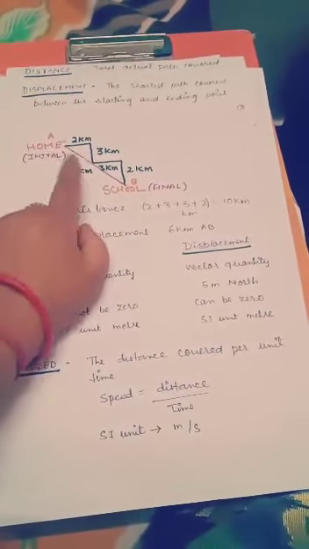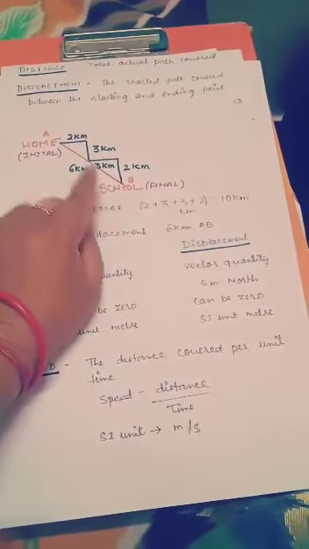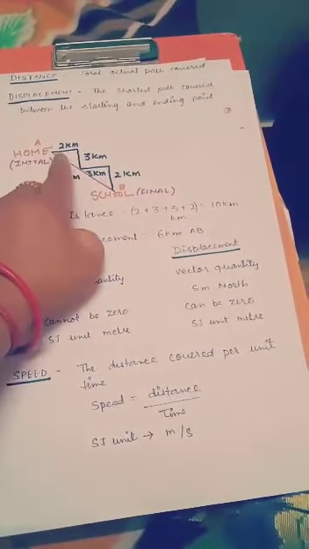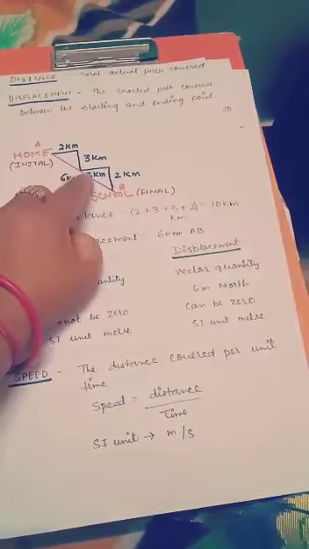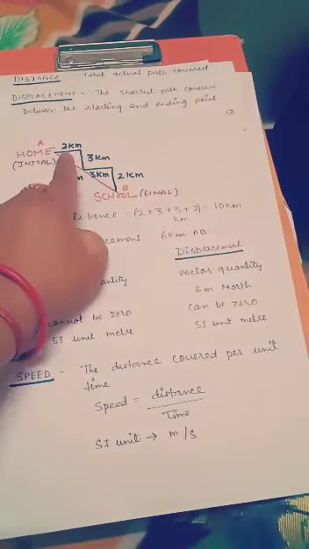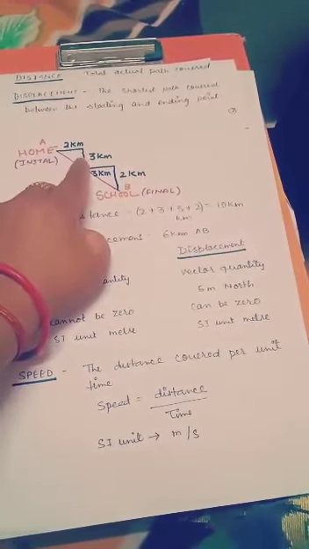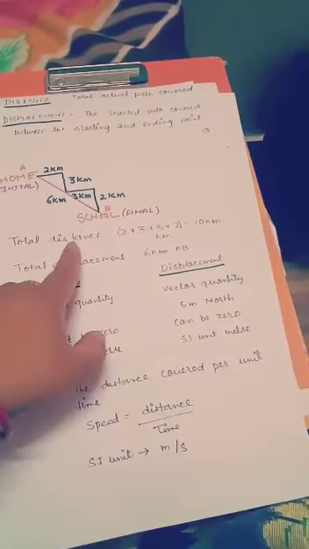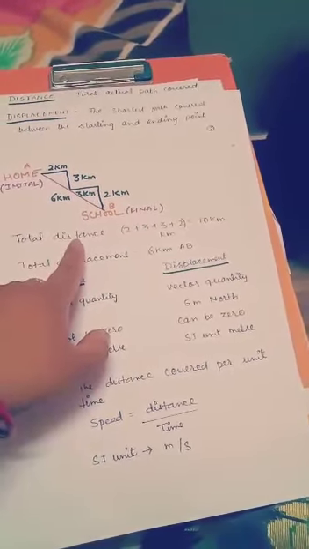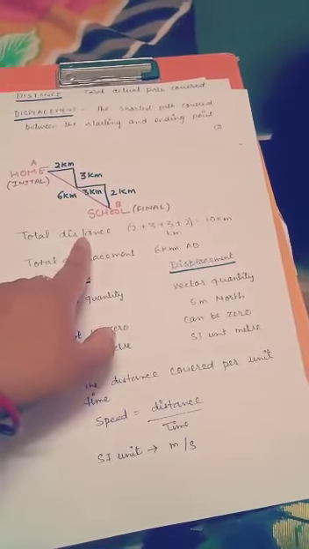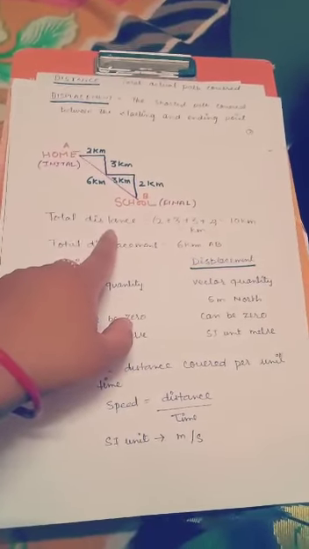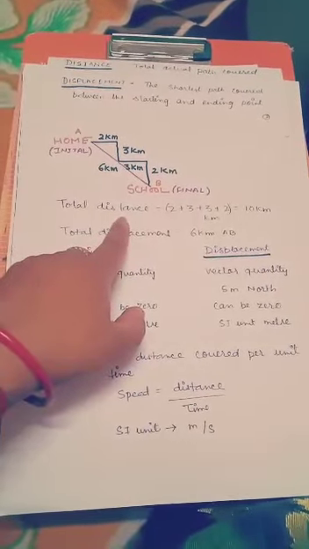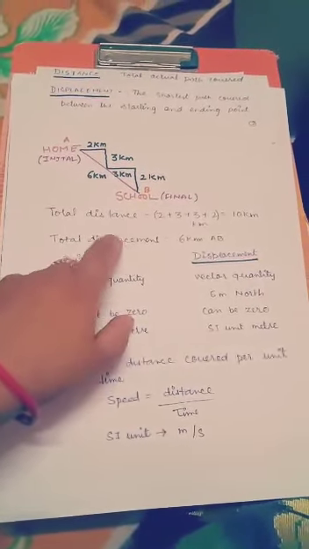If you are moving from your home to your school in a zigzag order, 2 kilometers, then 3, again 3, and 2 kilometers. The total distance covered, 2 plus 3 plus 3 plus 2, is 10 kilometers. You have moved a total distance of 10 kilometers from your home to your school.